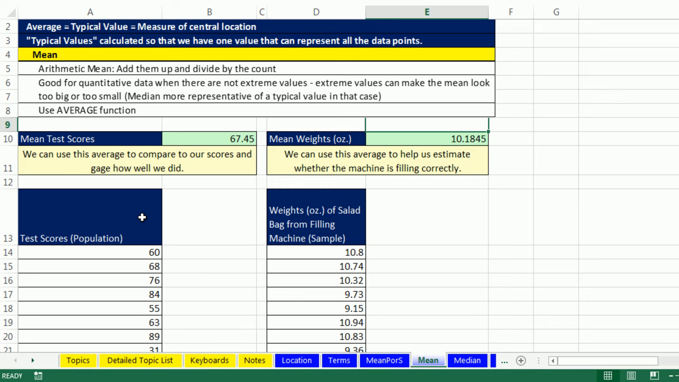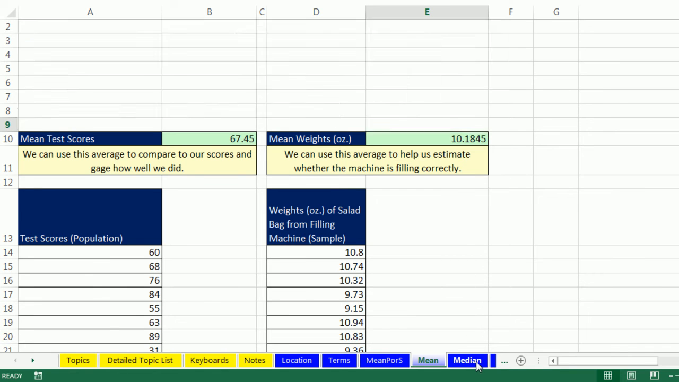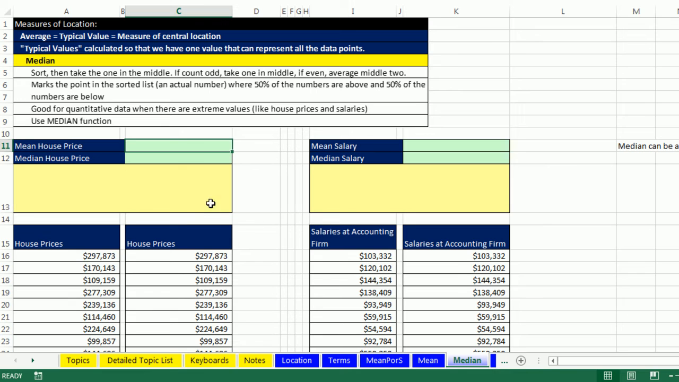If there's a small value, it might make the mean look too small. So in that case, the median will be more representative of a typical value. Now let's go over to the sheet median and talk about median. Now we have 2 examples, house prices and salaries at an accounting firm.